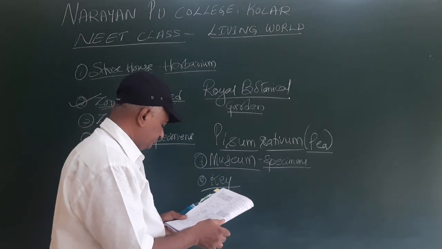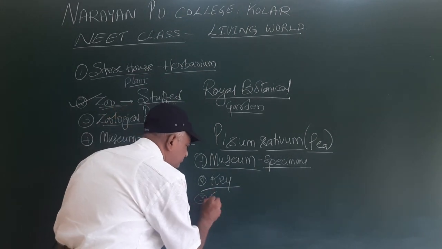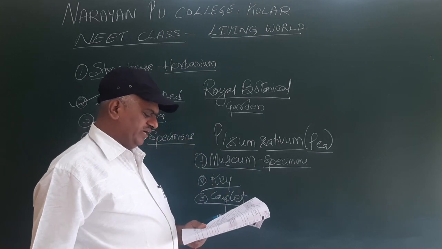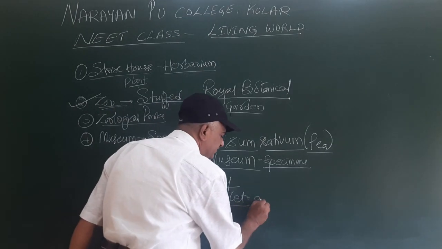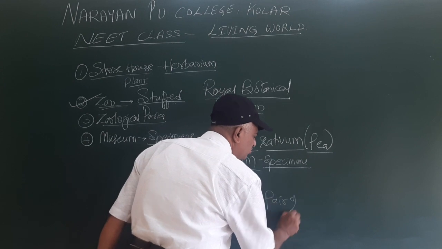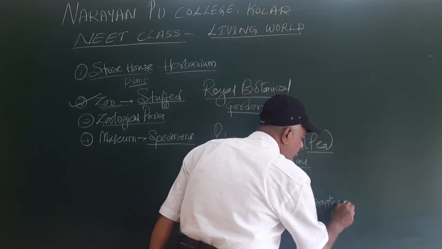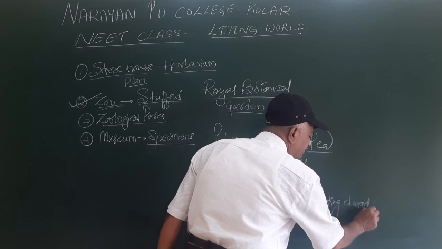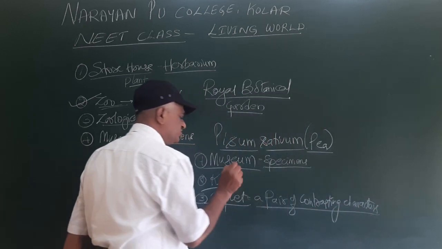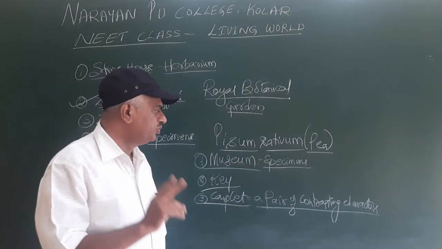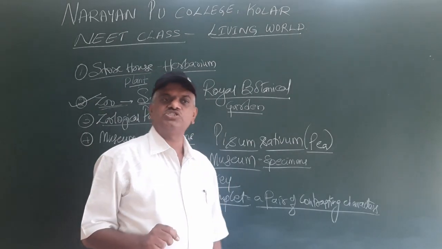The third option, couplet. Couplet is nothing but a pair of contrasting characters. So here for one particular statement, there are two contrasting characters present.